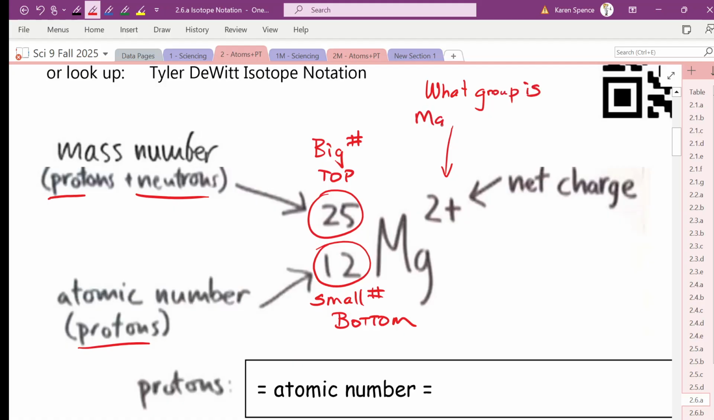Did this guy gain 2 electrons or lose 2 electrons? It lost 2 electrons. What group has 2 electrons in its outer shell? Group 2.